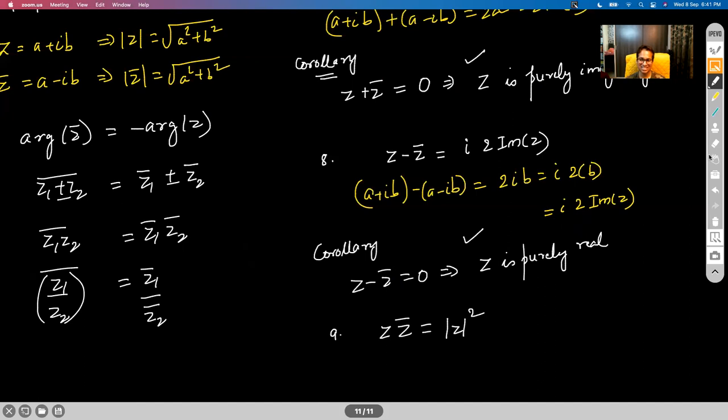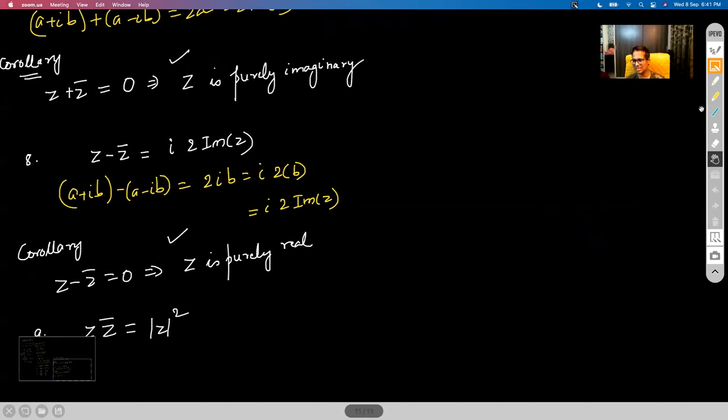Now, last class I was having with Rajaji Nagar, there was a student who thought that Z square and mod Z square mean the same thing. No, definitely not, unless Z is purely real. Okay, so they're different things.